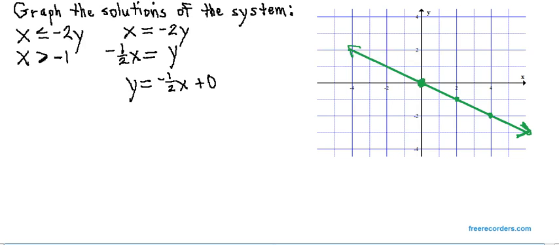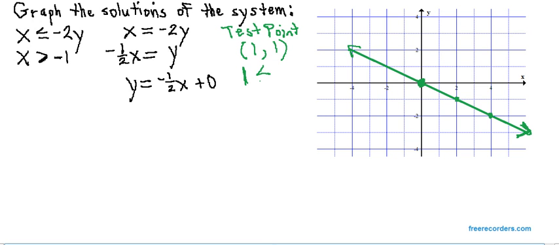Now we have to determine which side of the line to shade. For that, we use a test point. Remember, the test point can be any point that's not on the line. Typically, we try and use 0, 0 as a test point, but we can't use that here because it's on the line. So instead, I'm going to use 1, 1 as my test point.